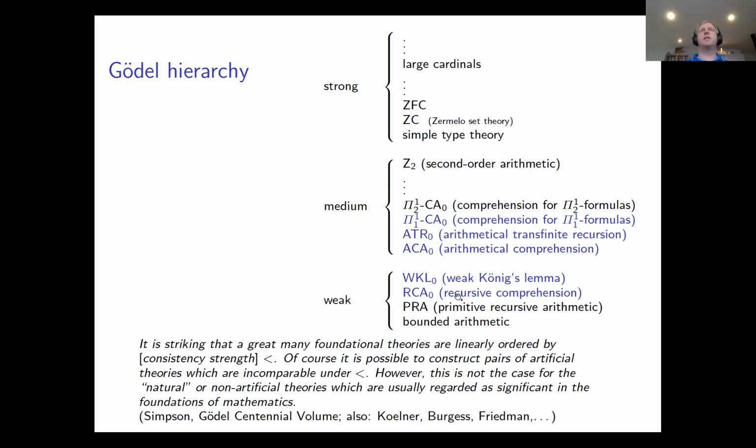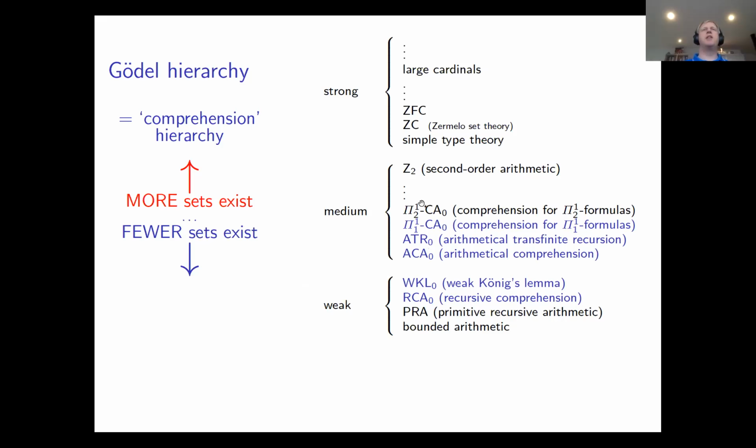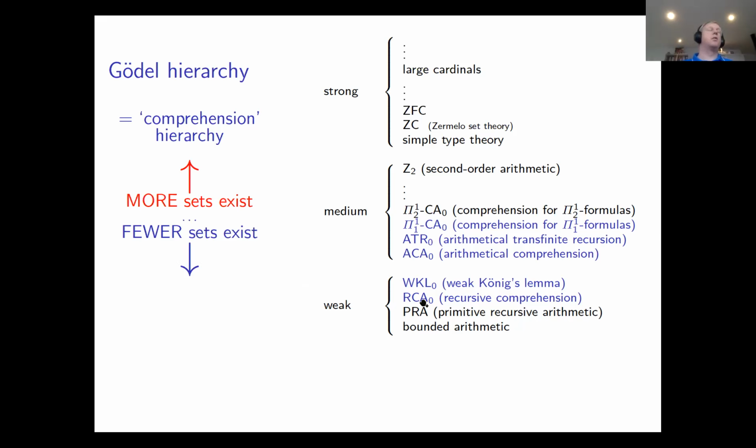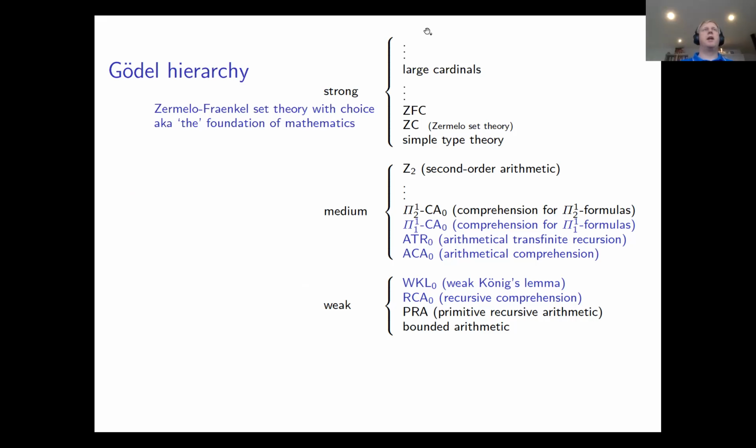Steve Simpson has talked about this in the Gödel Centennial volume, and others, Kellner, Burgess, Friedman, have made this observation. It's really nice. This is a comprehension hierarchy. If we go up, more sets exist, like as we've seen, pi11 comprehension, but you can go much higher. And if you go down, fewer sets exist, like here we only have recursive or computable sets. And at the top we have Zermelo-Fraenkel set theory with choice, the usual foundations of math. Beyond that lie large cardinals, as Yong Chen can tell you a lot about.